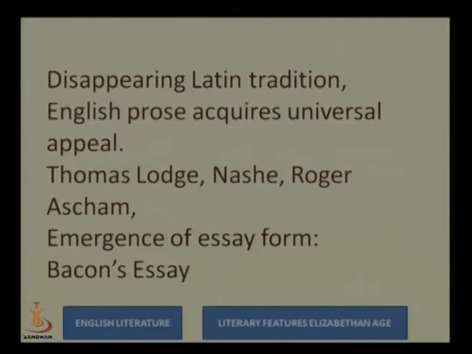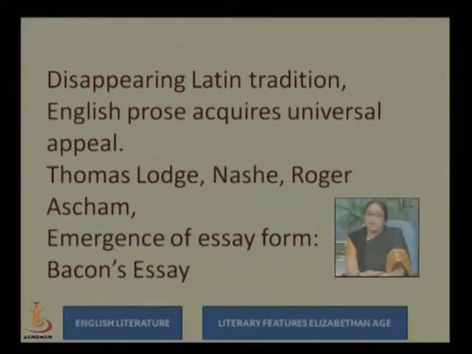What becomes obvious in the literature of this period is Latin tradition had begun to disappear. English prose acquires universal appeal now. When you say universal appeal, maximum number of people could read, comprehend, and appreciate the literature of this period. It was not necessary that you need to be a scholar to be able to comprehend the writings that were published during the Elizabethan age. Some of the writers who wrote prose were Thomas Lodge, Nash, Roger Ascham.